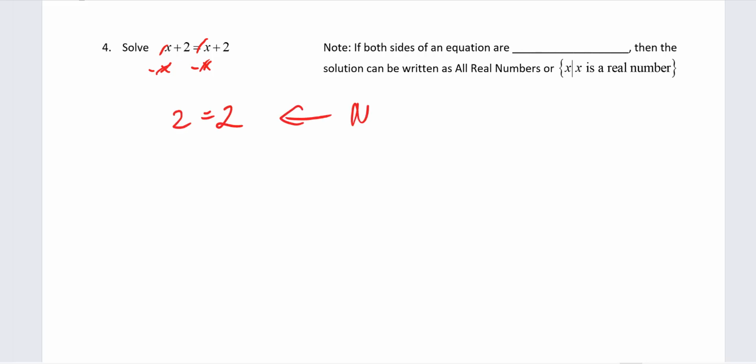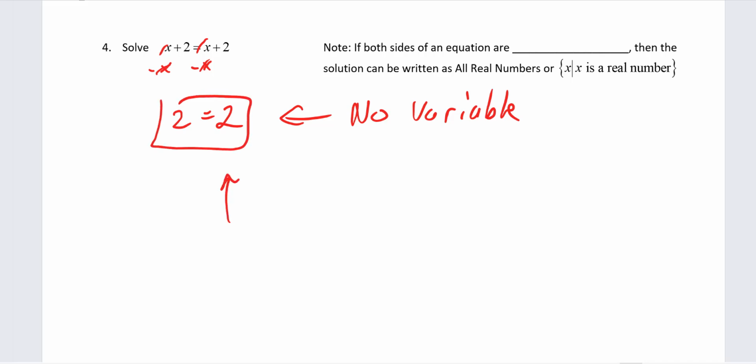Again, notice we're at a point now where we have no variables in it. If we have no variables in the equation, then we have to ask ourselves, is the resulting equation true or false? Well, this is true. It is true that 2 is equal to 2. If both sides are equal to each other when all the variables drop out, that means you have an infinite number of solutions. To be more specific, that means every real number in the world made the original equation true.